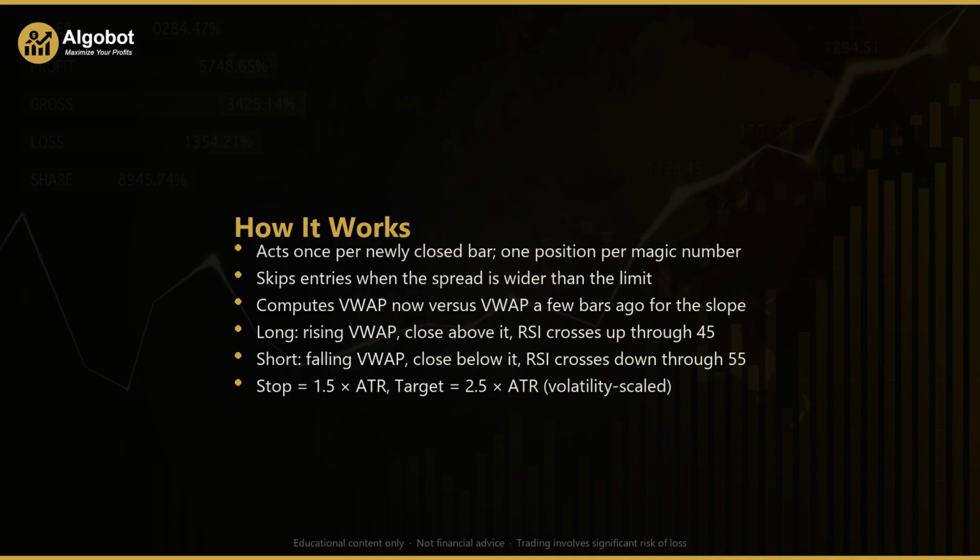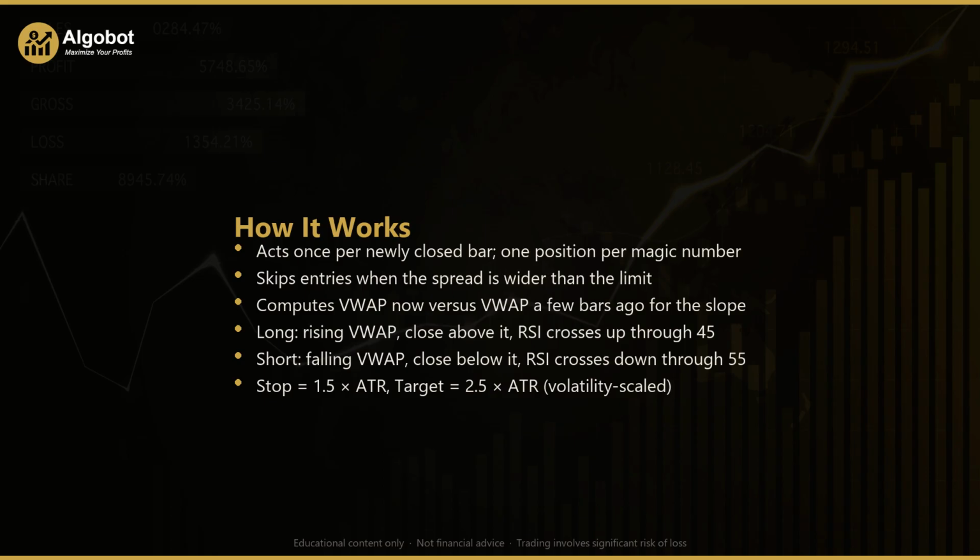For a long entry, 3 things must line up at once. First, the Vwap slope must be up. Second, the closing price of the signal bar must be above the Vwap line, confirming price is on the strong side of value. And third, RSI must have been at or below the pullback level on the prior bar, and then crossed back up above it on the current bar. The default level is 45. In plain terms, the dip cooled momentum, and now buyers are stepping back in.